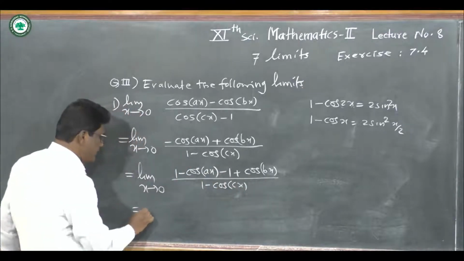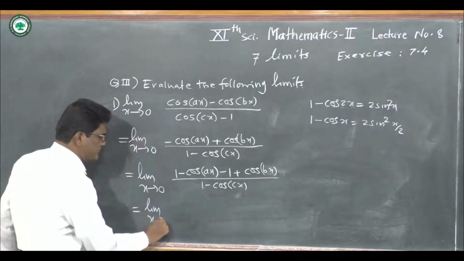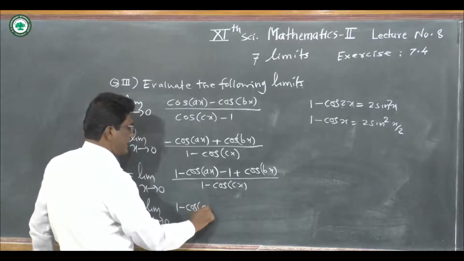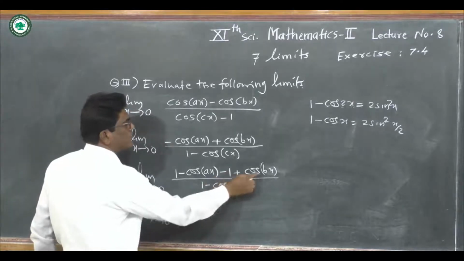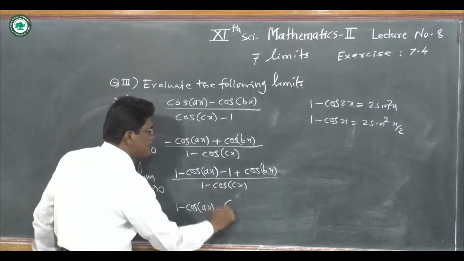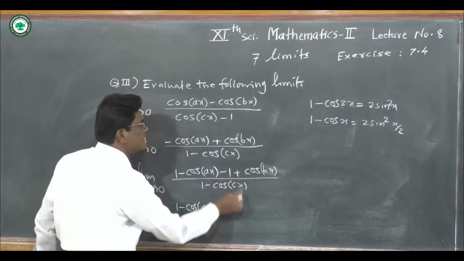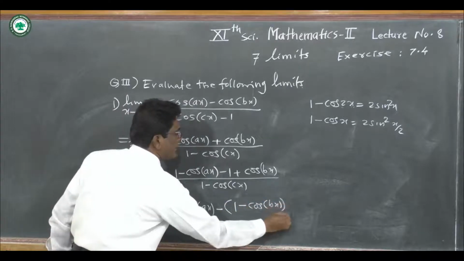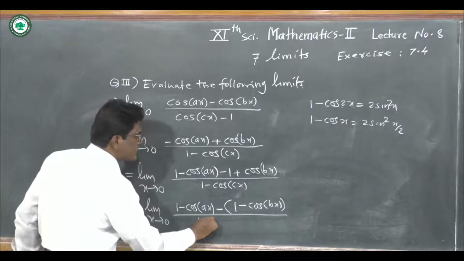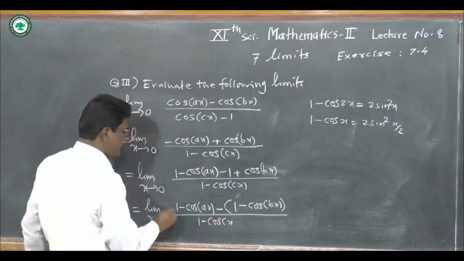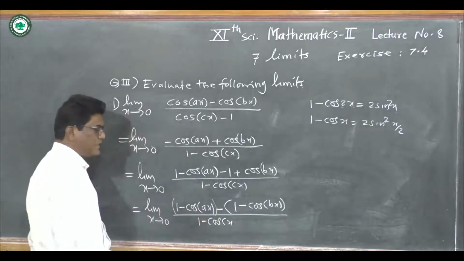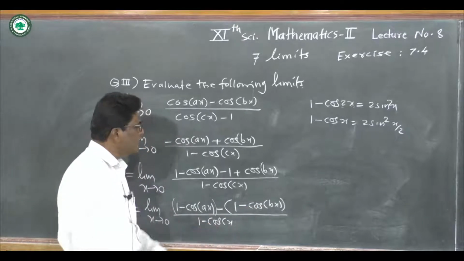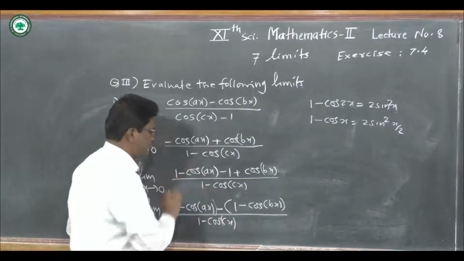So it is equal to limit as x tends to 0, here it is 1 minus cos of ax. Now here take minus sign common from these two terms. So we get minus in the bracket, this minus 1 become plus 1 and this plus become minus, so minus cos of bx, and divided by this 1 minus cos of cx. Now we use the formula for this 1 minus cos of ax, 1 minus cos of bx, and for the denominator 1 minus cos of cx.